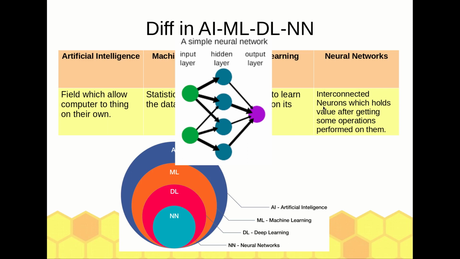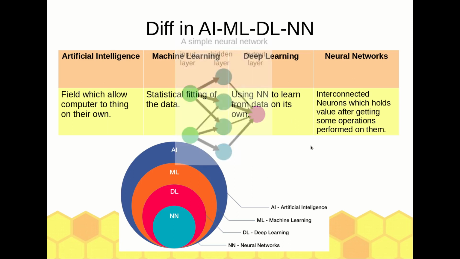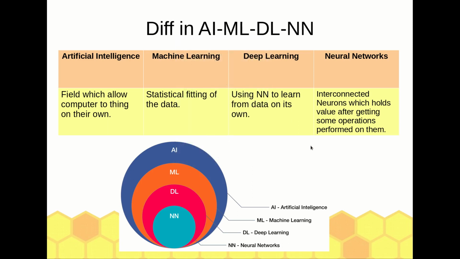Now let's understand what a neuron is. A neuron is just a variable which is holding a value, and that value has some operations performed on it, maybe multiplication, maybe addition, and many other operations performed on the value held by that variable. That variable is called a neuron, and all the neurons are interconnected with each other. So this is a neural network. The name makes it clear: a network of neurons.